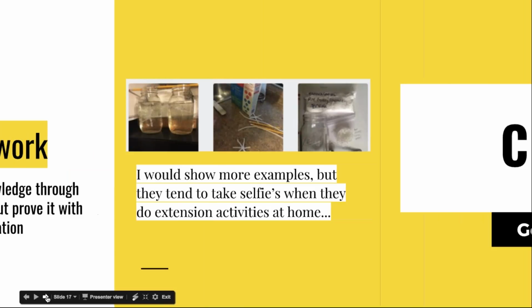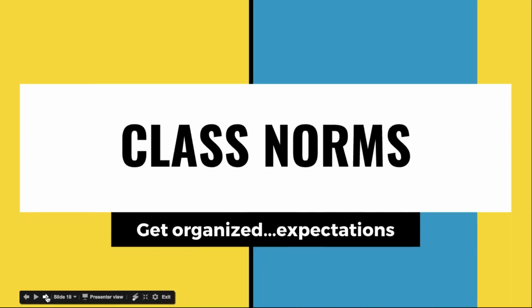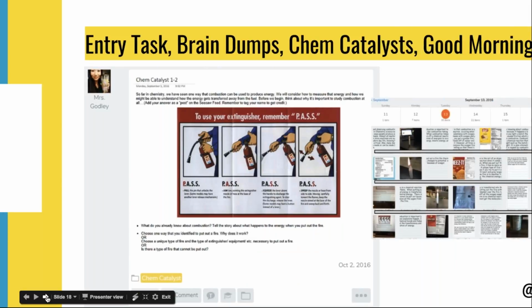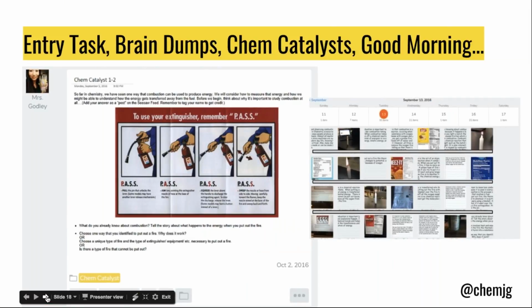Getting organized, expectations, class norms, that really helps, especially with my science brain. I'm kind of one of those fly-by-the-seat-of-my-pants kind of people, but I realized that having these entry tasks really helped to get the kids in the mindset of getting started and where we're going that day. But here you can see I posted a chem catalyst. I asked some questions, and below it there's a bazillion comments. Here again is a question that was asked, and then their comments and pictures.